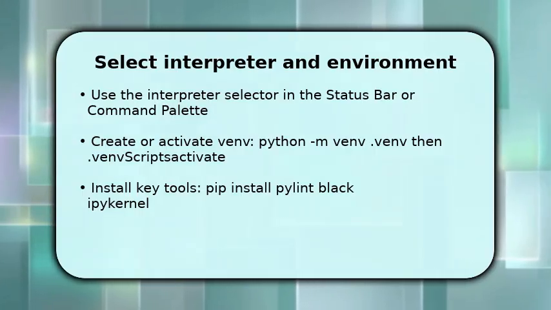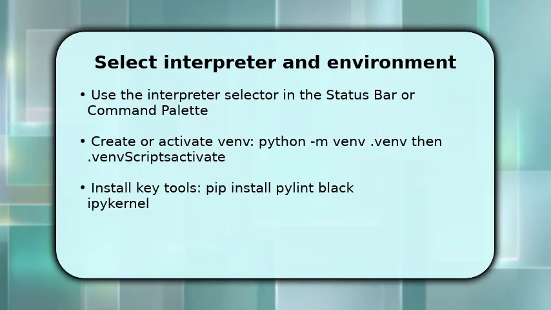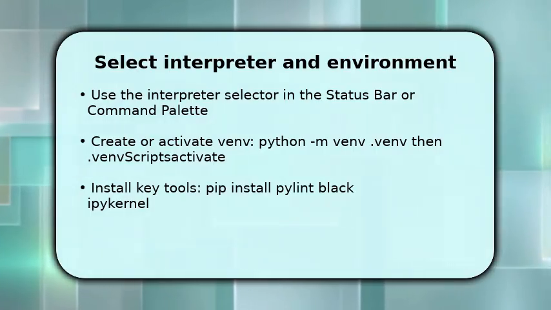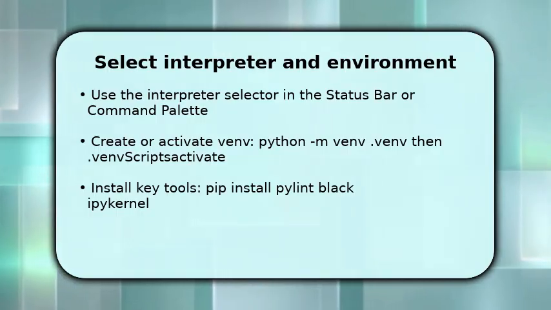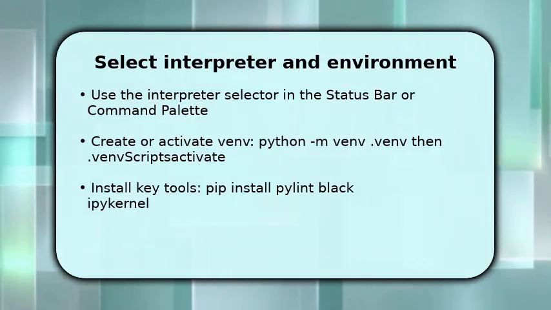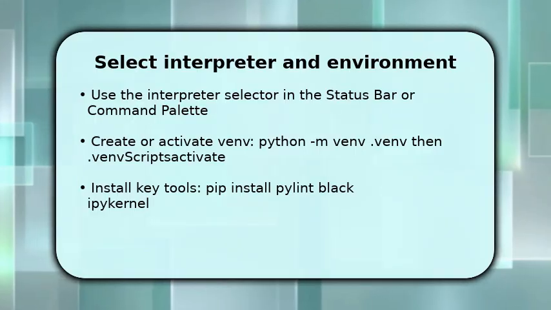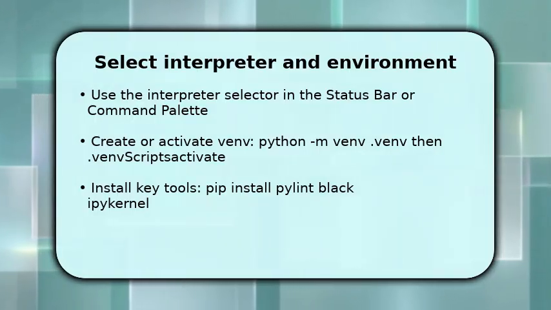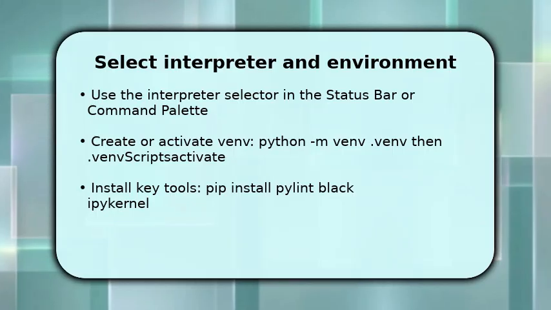Click the interpreter in the status bar or press Ctrl+Shift+P and choose Python: Select Interpreter. If you prefer isolation, create a virtual environment with python -m venv venv and activate it, then reopen the folder so VS Code detects the venv. Install essentials like Pylint and Black to enable linting and formatting.